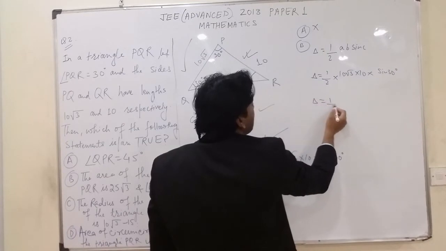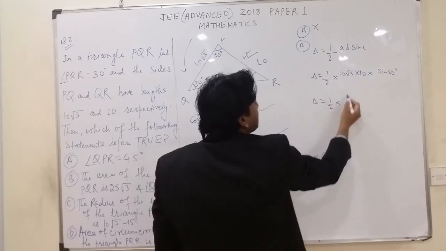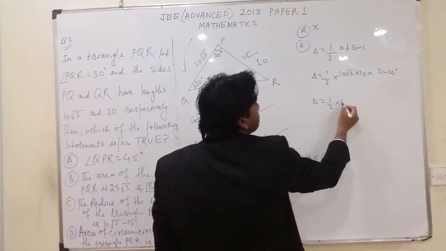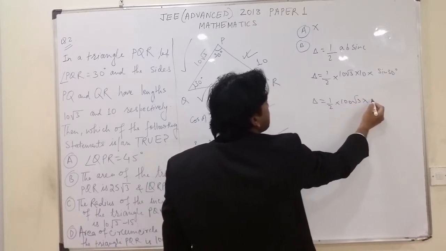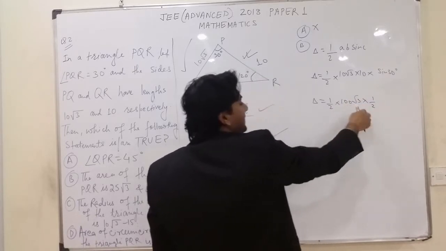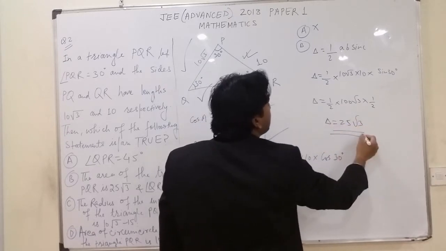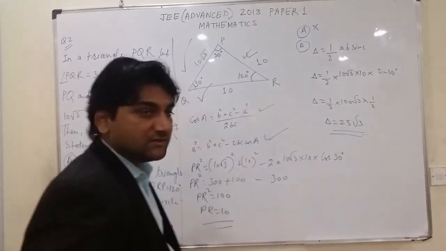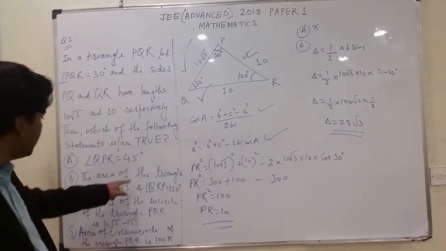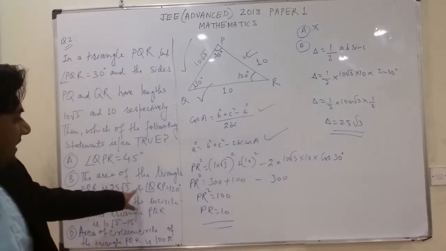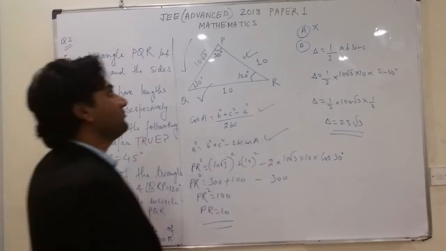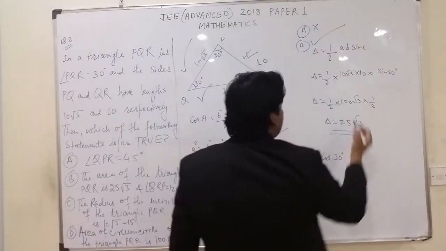Now delta equals half times 100 root 3 times 1 over 2. So 100 over 4 is 25. So we got 25 root 3, the area of the triangle. So the area of the triangle PQR is 25 root 3 and angle QRP is 120 degree. It means this option is right.